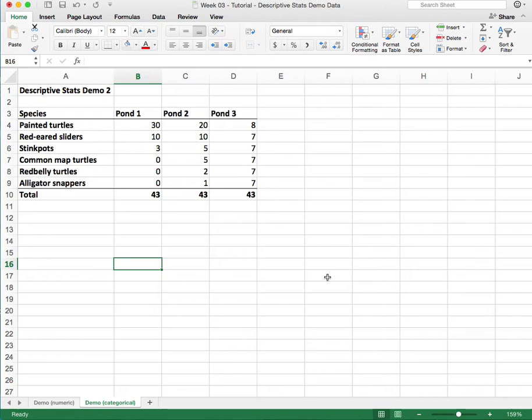And the first thing that we're going to do is calculate some basic statistics, essentially the proportions in each category from this total. So this is something very similar to what we've already done, just calculating relative frequencies.